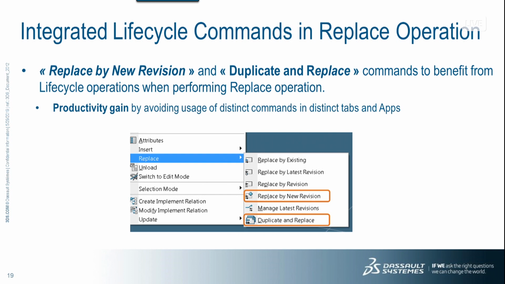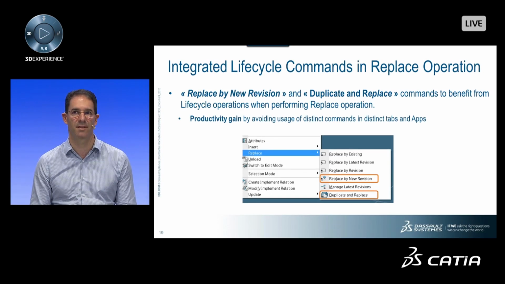Concerning the replace operation that you have in the assembly design app, we now have 2 new replace functions called replace by new revision and duplicate and replace. So it's a way to do in one shot either the revision or the duplicate operation and the replace operation. So you have here a productivity gain when using the replace commands.